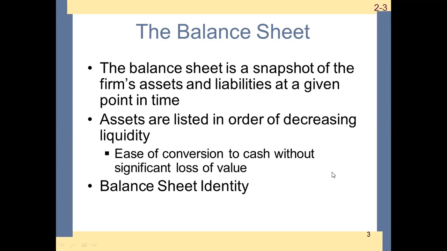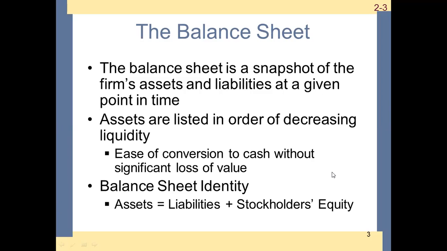What is balance sheet identity? This is the third important point of this slide. The balance sheet identity refers to the accounting equation. It is also known as the balance sheet equation or accounting equation. It is assets equal to liabilities plus stockholders' equity. So assets must always be equal to liabilities plus stockholders' equity. On the left side, we have assets. On the right side, we have liabilities and stockholders' equity.